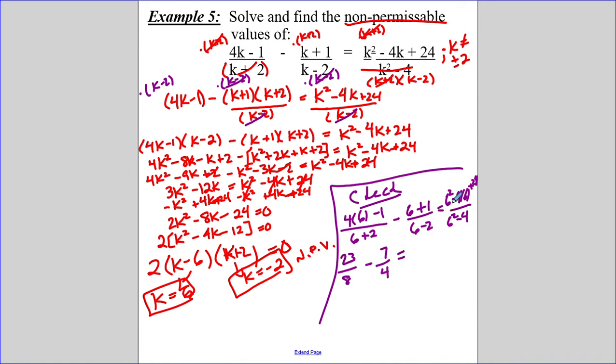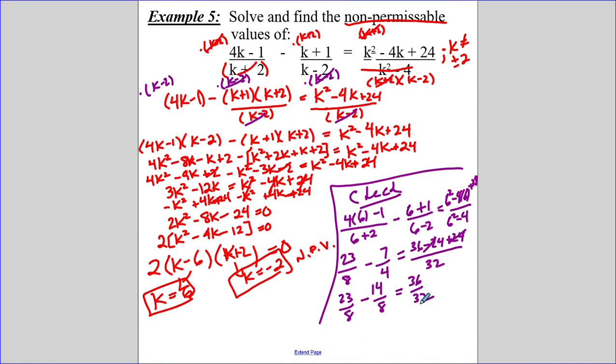Equals 6 squared is 36, minus 24, plus 24, all over 6 squared is 36 minus 4 is 32. The 24s will cancel, plus and minus. So 23 over 8, minus, I'm going to double this, 14 over 8 to create an equivalent fraction, is equal to 36 over 32.